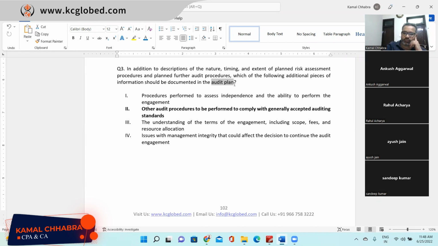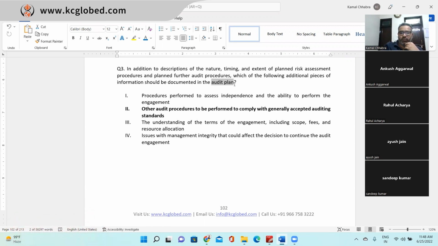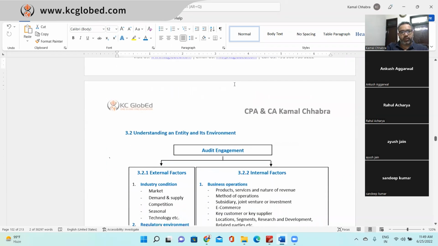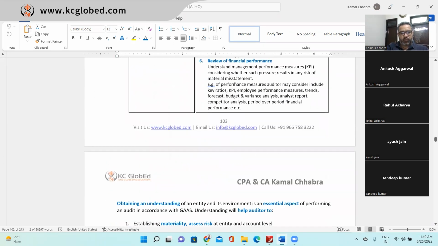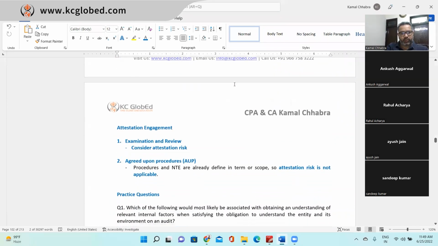I think there may be issues with management integrity that might come up at the opinion stage, right? No, all these first, third, and fourth are at the acceptance and continuance stage. Yes, right. Because if there are issues with management integrity, we will not even accept the engagement or continue the engagement. So the second answer is correct: generally accepted auditing standards. Sounds good. Very good, Ankush.